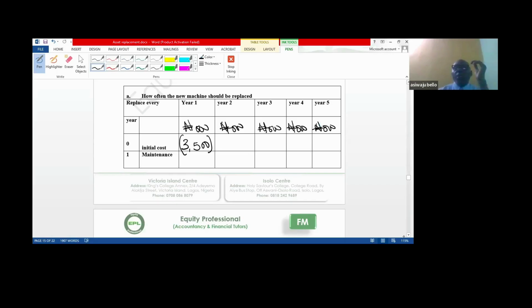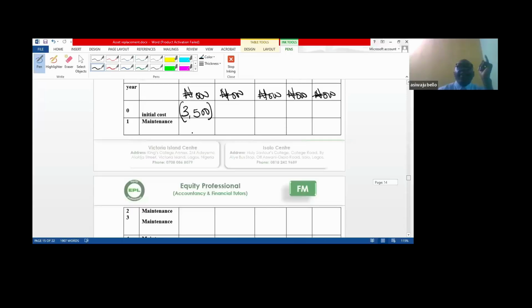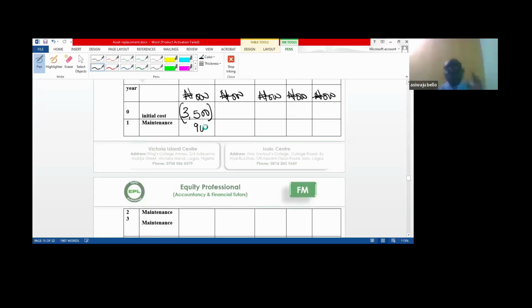Running cost for year one, the present value. We purchase the asset in year 0. We are going to use it for year one, maintenance cost 0.9909. The present value of the maintenance cost for year one, 909.